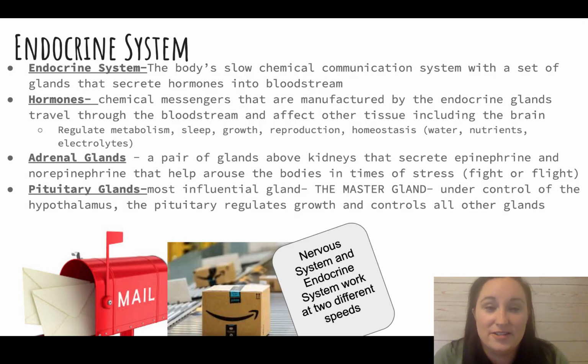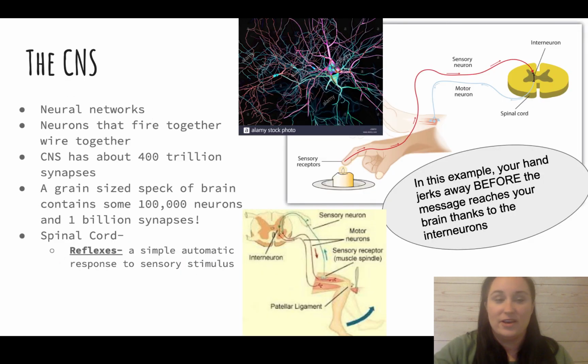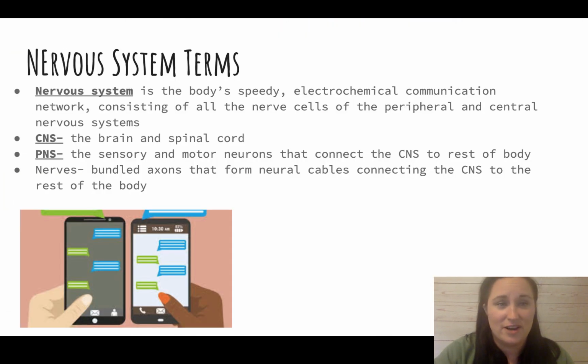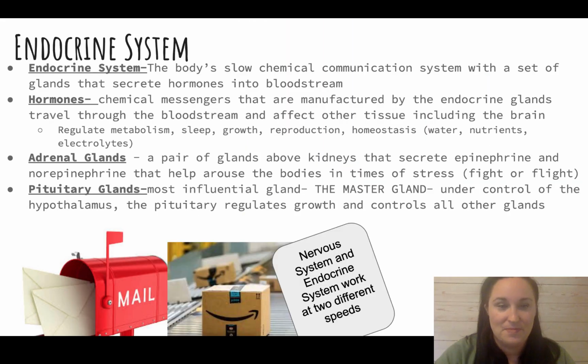So the other system that we needed to talk about in this module is the endocrine system. The endocrine system is our slower system. If you think of our nervous system as that fast message, like a text message, it's instant, right? The endocrine system is more like Amazon. It's not super slow, it's going to get there, and it could get there same day, right?